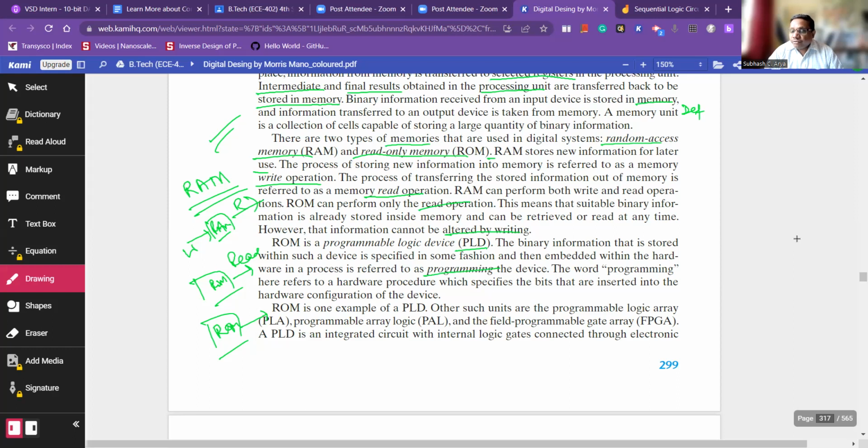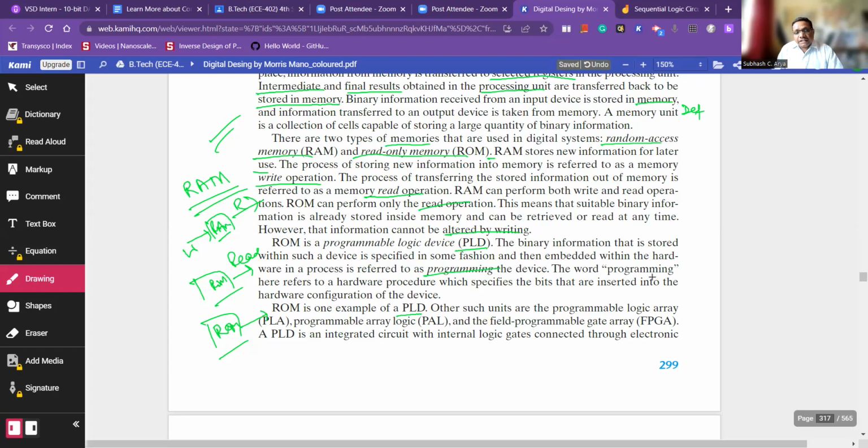Other such units are the programmable logic array, PLA, that we have seen, where the AND array as well as the OR array are both programmable. Another one is called programmable array logic, PAL, in which the AND section was programmable and the OR section was fixed. And the field programmable gate array, FPGA, is the advanced version, which includes memory elements or memory units. PLDs like ROM, PLA and PAL are all combinational.